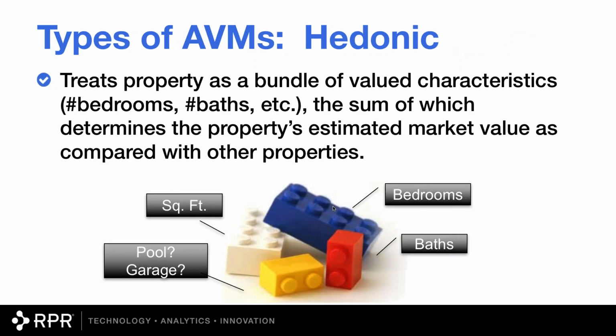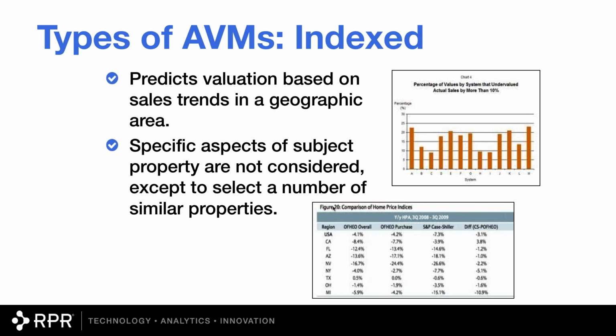Now, there's three types of AVMs. The first one here is hedonic, and this uses property characteristics to generate the price. So it uses things like your square footage, your room count, and then it uses other methodologies to process that information. And all of this is often based on a statistical regression. Now, there's also the indexed type of AVM. This uses geographic repeat sales data over time rather than the property characteristic data.